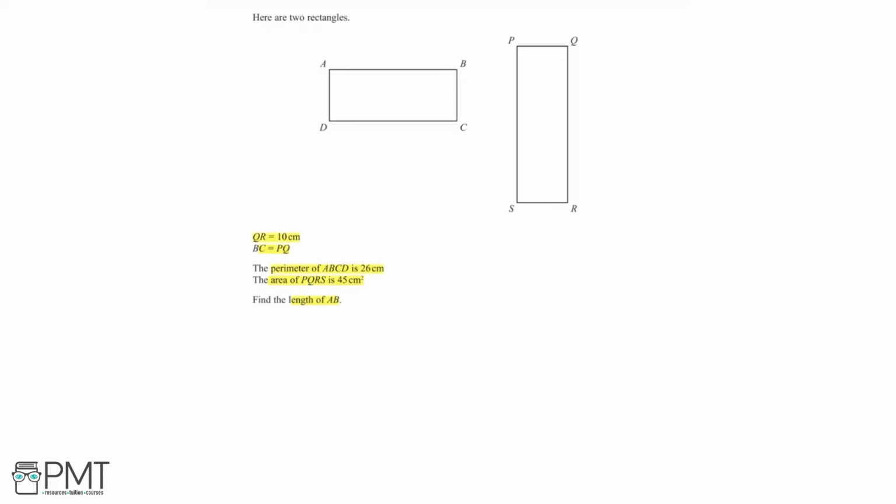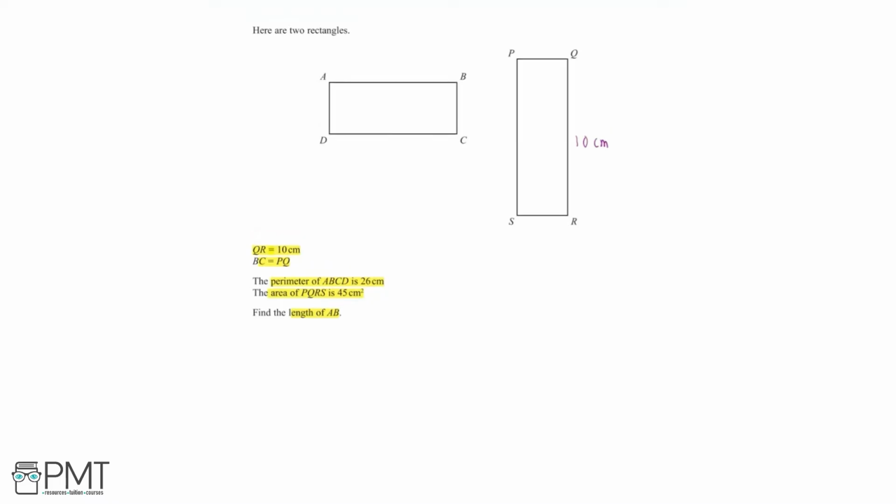Let's start by labelling our diagram with what we know. We're told that QR is equal to 10 cm. We're told that BC is equal to PQ, and so we can call this side X. We'll say PQ is equal to X centimetres, and so that means BC is also equal to X centimetres. Now since these are rectangles, opposite sides are equal, and so we can say that length SR is also equal to X centimetres, and length AD is also equal to X centimetres.